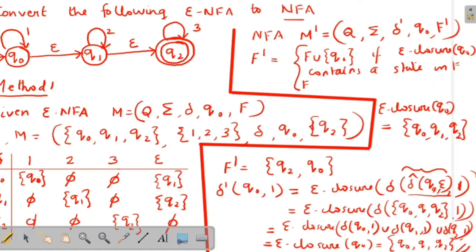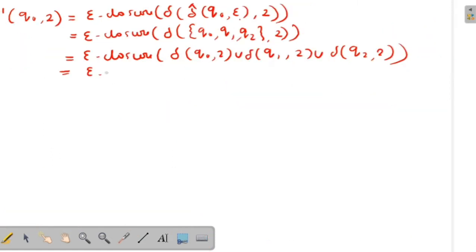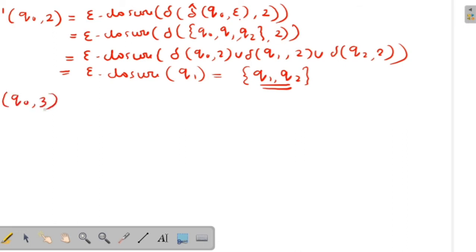Delta of Q0 comma 2 is the null set, Q1 comma 2 is Q1, Q2 comma 2 is the null set, so that is Q1. So here it is epsilon closure of Q1 only, right? Epsilon closure of Q1 is Q1, Q2. Next we calculate what is delta dash of Q0 comma 3.